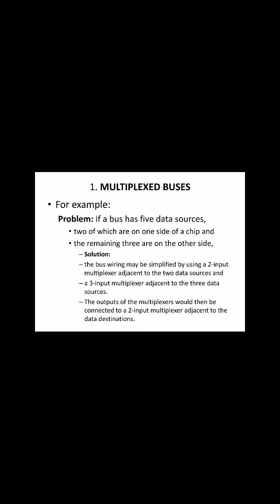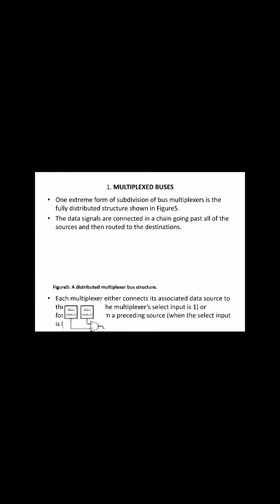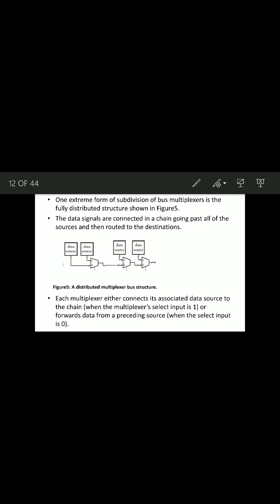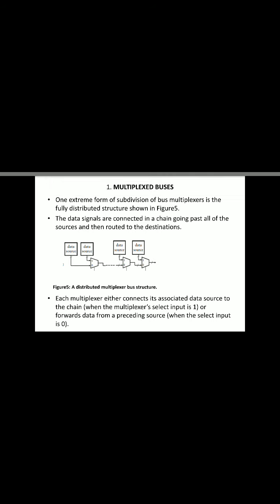Here the multiplexers are subdivided according to the number of data sources. 2 data sources will use a 2 input multiplexer, 3 data sources will use a 3 input multiplexer. The outputs of these multiplexers will be connected to the inputs of a 2 input multiplexer adjacent to the data destinations. We shall see one complete picture of this. Observe the 2 data sources placed on one side, and the remaining connections done accordingly. You can see that multiplexers are used to select the data line from the data sources.